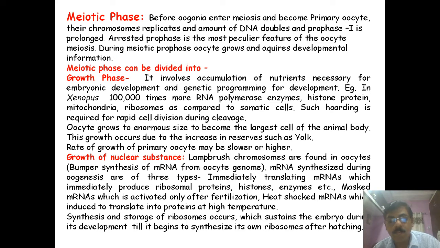Immediately translating mRNAs immediately produce the ribosomal proteins, histones and enzymes, etc. Masked mRNA is activated only after fertilization, and the heat shocked mRNA is induced to translate into proteins at high temperature. The synthesis and storage of ribosomes occur, which sustains the embryo during its development till it begins to synthesize its own ribosomes after hatching.